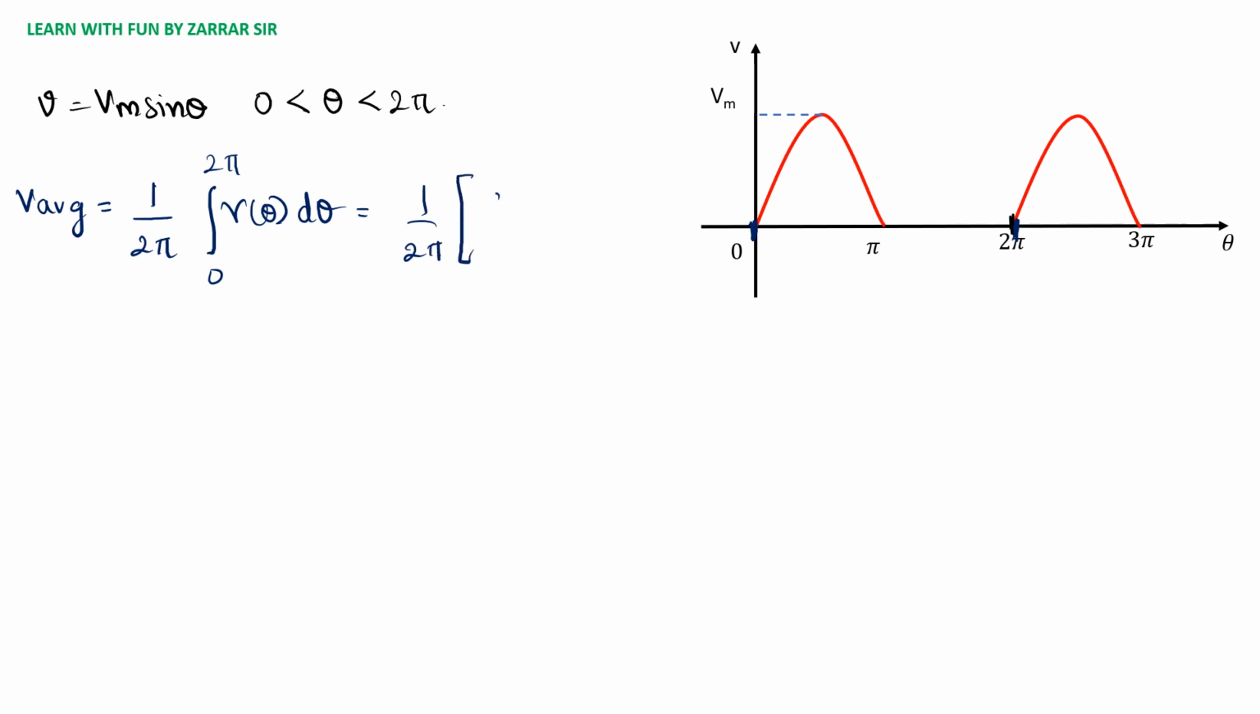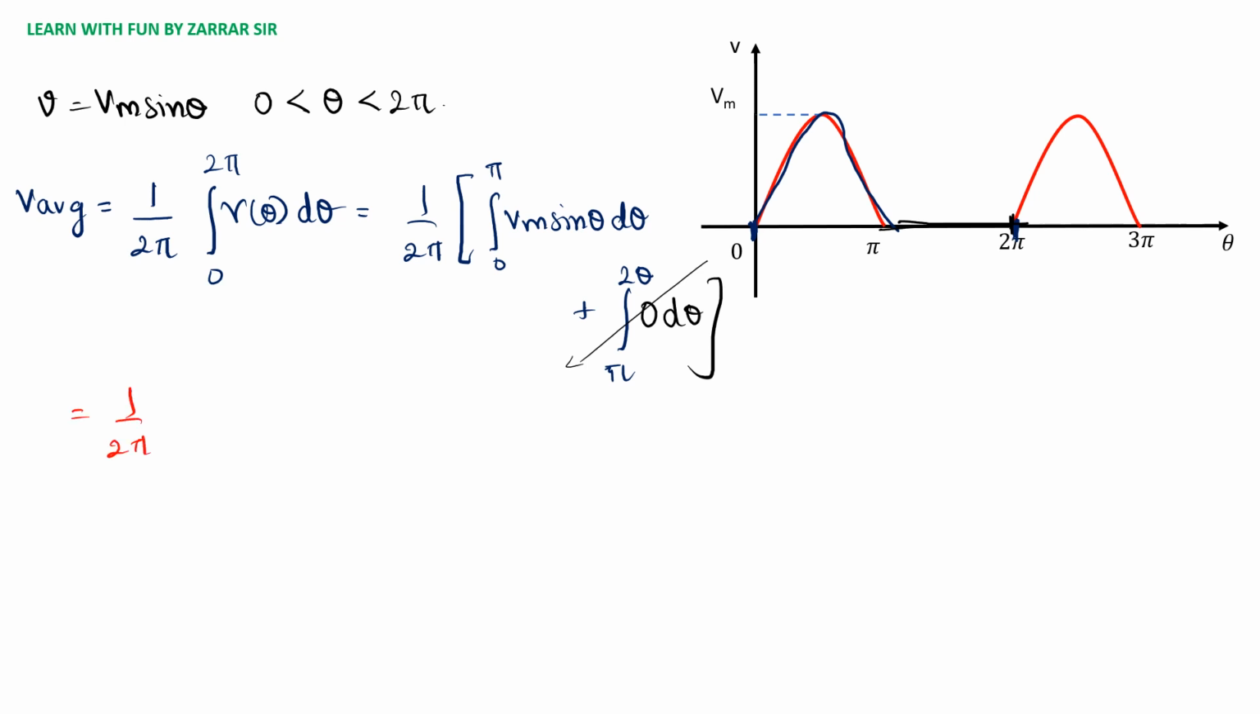Now if you look properly, the integration is divided into 0 to pi of Vm sine theta d theta, plus pi to 2 pi. For 0 to pi it is a sine wave, as you can see, but for pi to 2 pi it is 0. So I'll write 0 into d theta. So this turns out to be 0. The next equation will be 1 upon 2 pi, integration of 0 to pi of Vm sine theta d theta, because the other term turned out to be 0.